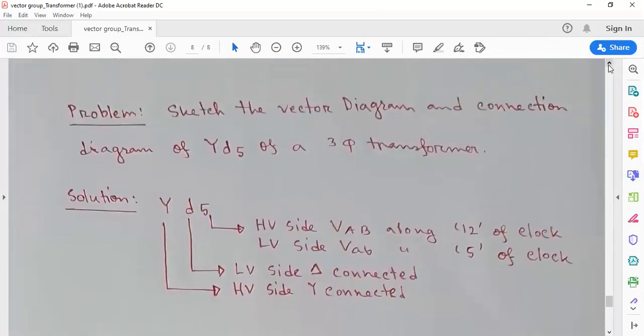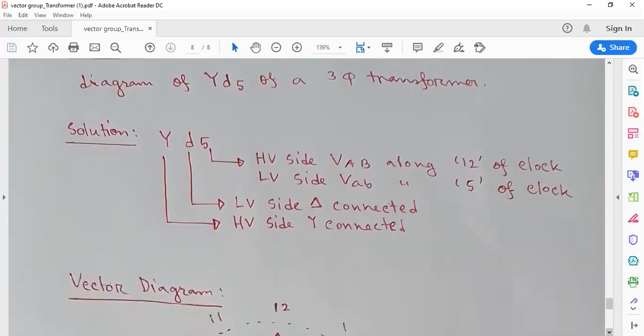Now I have given you another problem, which is to sketch the vector diagram and connection diagram of YD5 of a three-phase transformer. Here Y means the high voltage side is Y connected, and the secondary or low voltage side is delta connected. The line to line voltage of Y is in the reference direction, which is 12 of the clock, and the line to line voltage of D is in the 5 direction, like 5 of the clock. We have to draw the vector diagram.